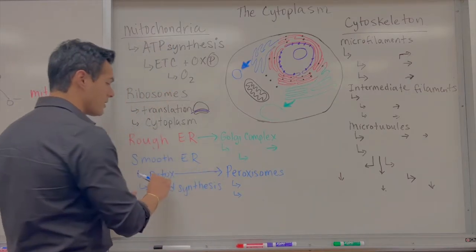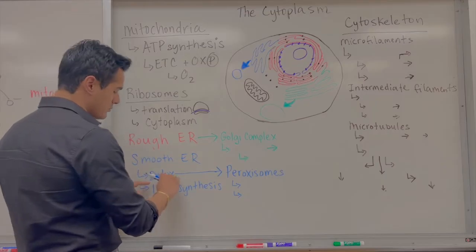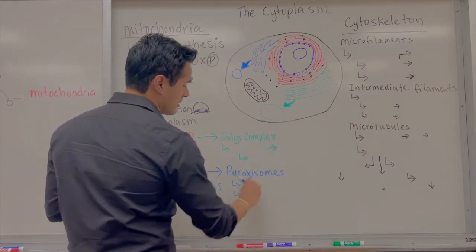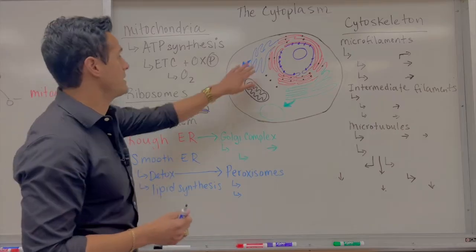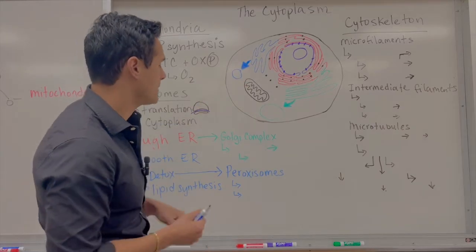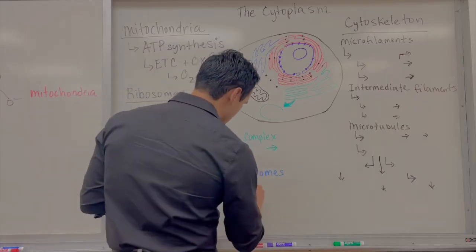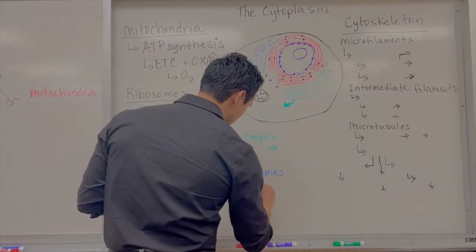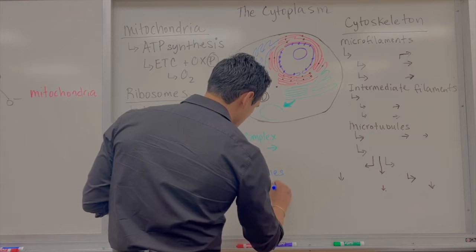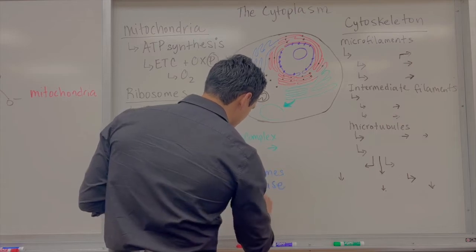So the first one that we'll talk about, I've already mentioned detox. Well, what comes off of the smooth ER is what's known as peroxisomes. You can see this peroxisome here budding off of the smooth ER, and these peroxisomes contain a couple of different enzymes. These enzymes include oxidase enzymes as well as catalase.